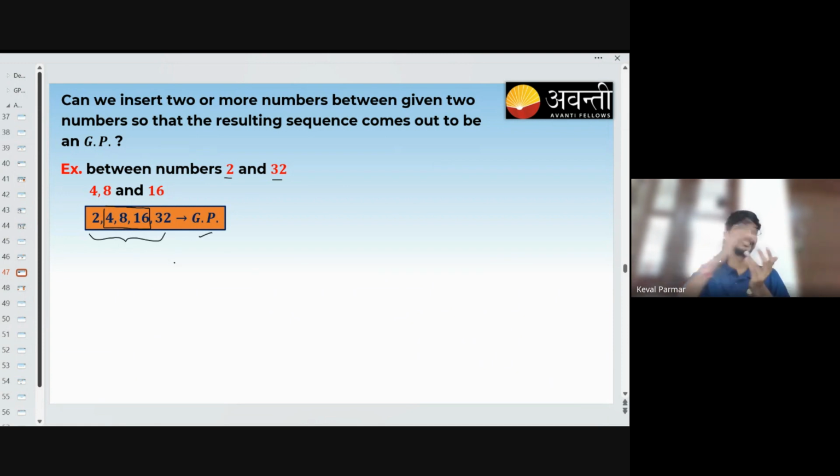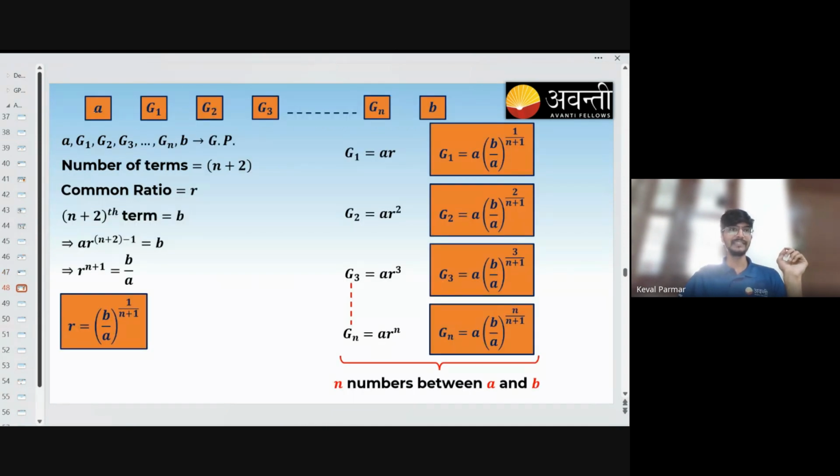Now let's generalize it as we did in AP. So let's say this is the first term A, same last term. I have not changed the notation, and here I have n geometric means. So if I insert geometric means between two numbers, then the resulting sequence becomes a GP. Again, same, the number of terms will be n plus 2, common ratio will be R. So that means the n plus 2th term will be B.